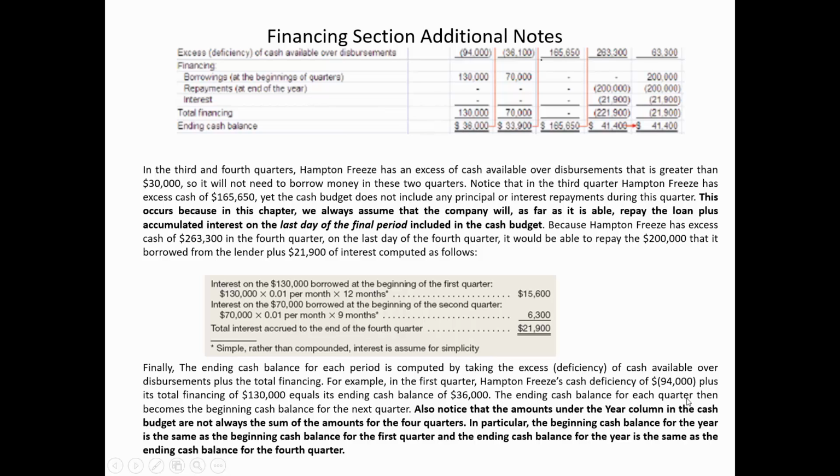The ending cash balance for each quarter then becomes the beginning cash balance for the next quarter, and I showed you that when we did the cash schedule. And also, again, notice that because it's a balance sheet item, in the year column you'll have your beginning cash balance and your ending cash balance based upon what's in the first quarter and the fourth quarter. And again, go back to that first cash balance schedule and you'll see how that's computed.